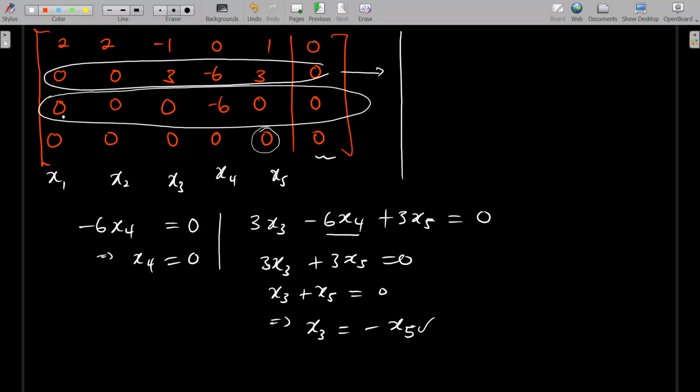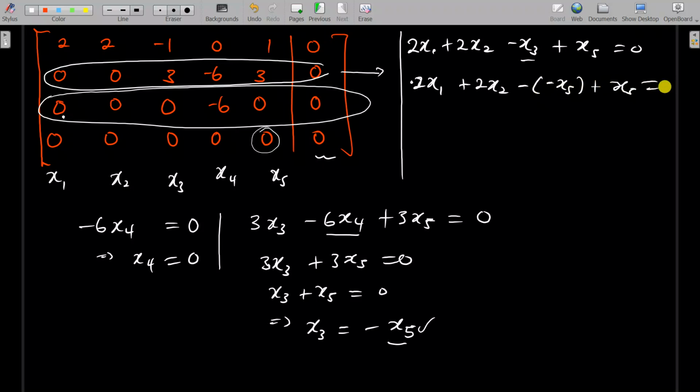So the next one we do is we are going to use the first row. The first row has 2x1 plus 2x2 minus x3 plus 0x4, so just 0, plus x5 is equal to 0. Now this means that what is x3? x3 is negative x5, so I can put it here, right? I'm going to have 2x1 plus 2x2 minus x3, which is negative x5, plus x5 is equal to 0.